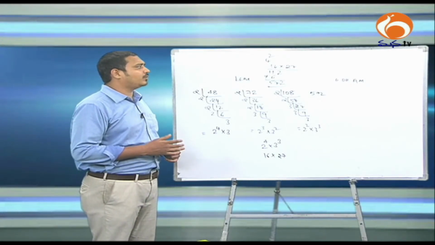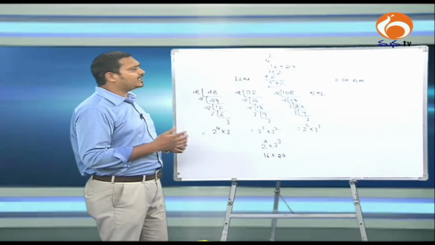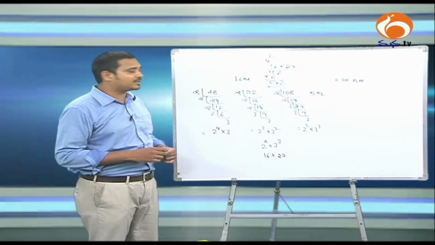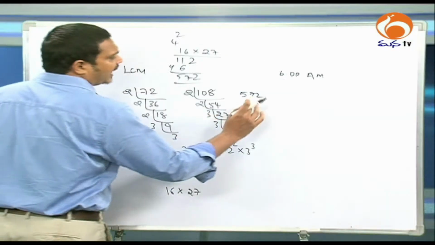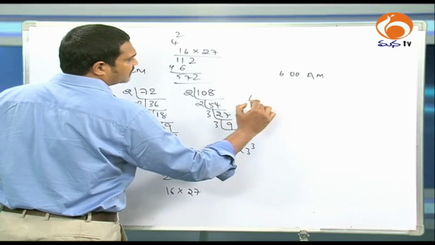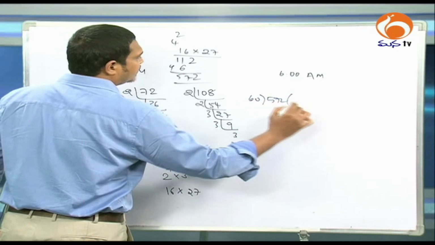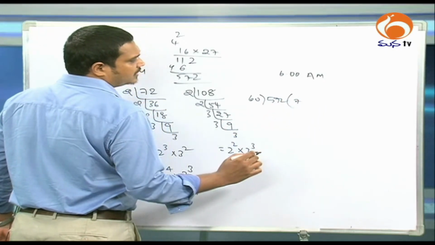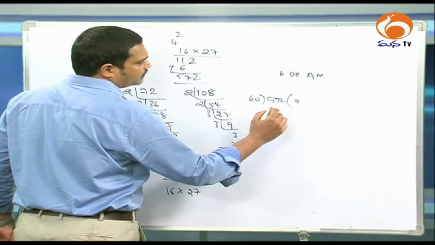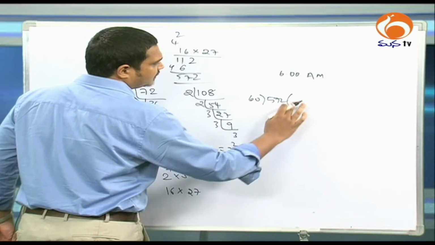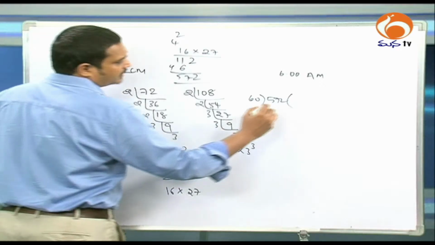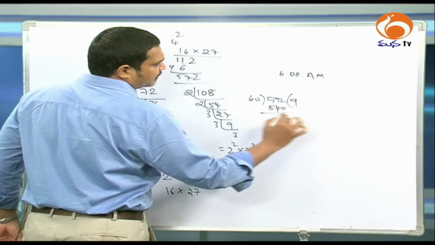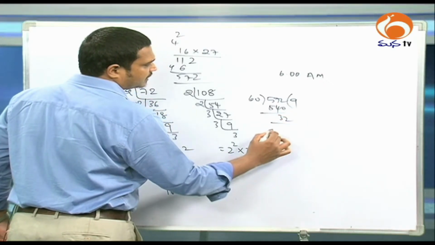convert this into what? We are supposed to convert this into minutes. Am I right? So we have to convert this into minutes. To get it in minutes I just calculate 60 and 572, then 6 7s are 42, and then 6 9s are 540, and 32. So which is 9 minutes.